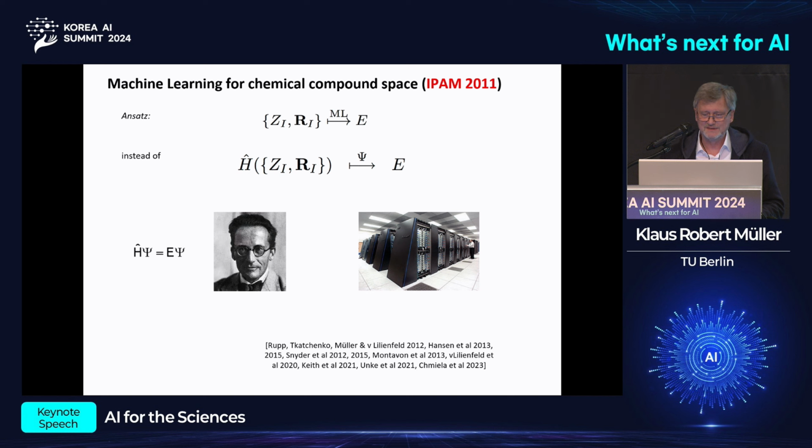In 2011, there was a program at IPAM, and I was invited there. I spent my sabbatical there. IPAM is the Institute for Pure and Applied Mathematics at UCLA. And so people were discussing how to compute the quantum properties of matter. The one equation that governs this is the Schrödinger equation. And here's Schrödinger. It looks suspiciously simple, but it's actually very complicated if there is more than one electron.